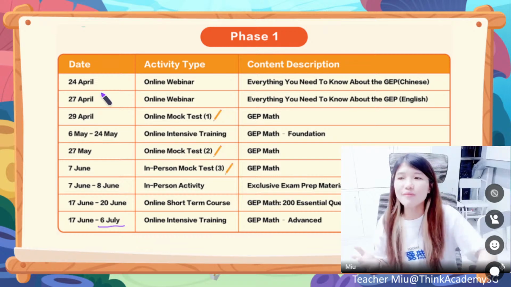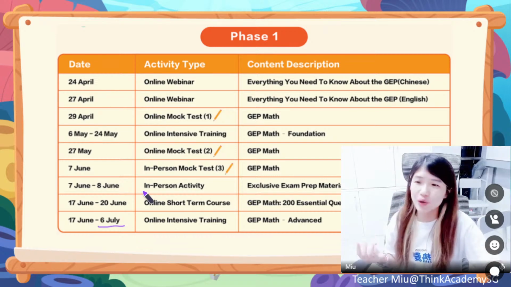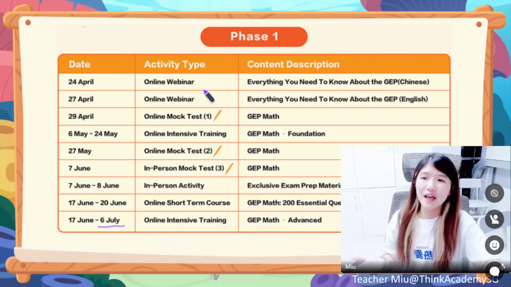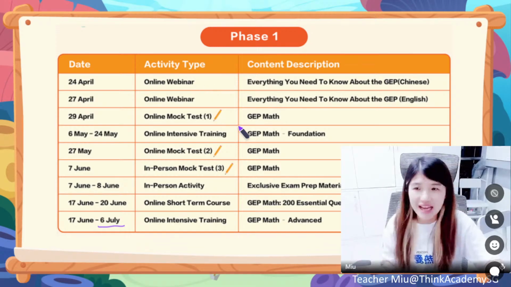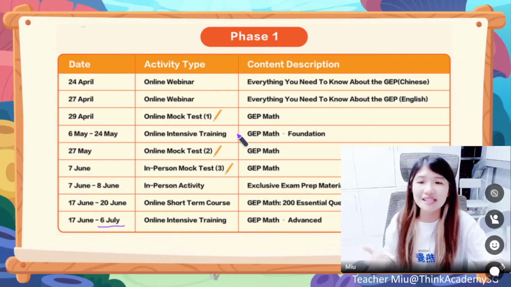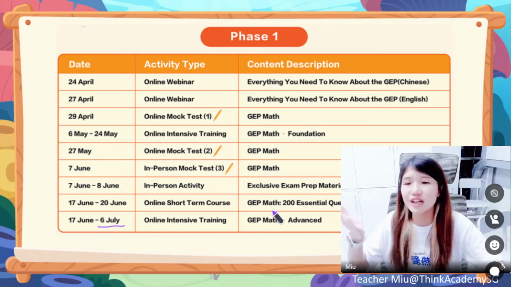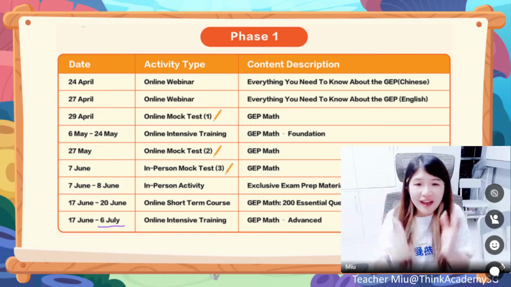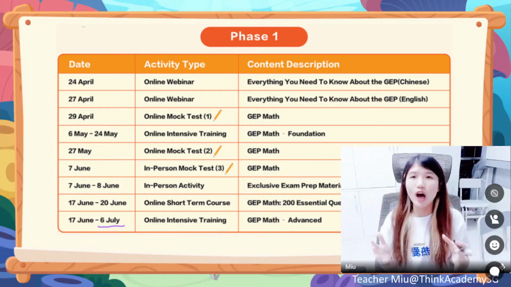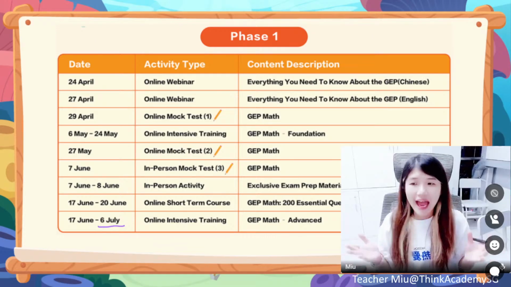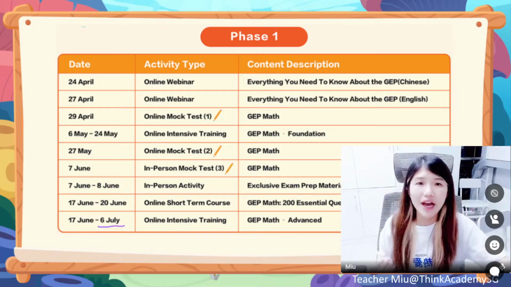Starting from the 24th of April all the way to the 6th of July, we've been through the webinar, the mock test, the short-term courses, the very basic modular bootcamp, and the preparation. So phase one for the enhancement of the basic knowledge has been done. And starting from tomorrow, we are going to phase two.